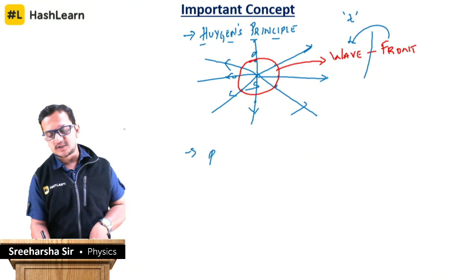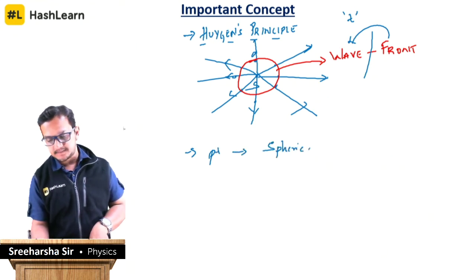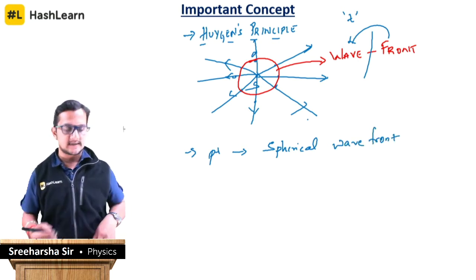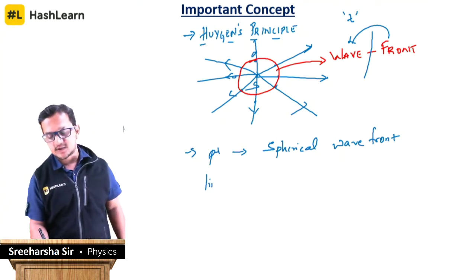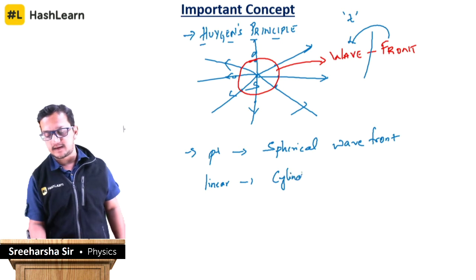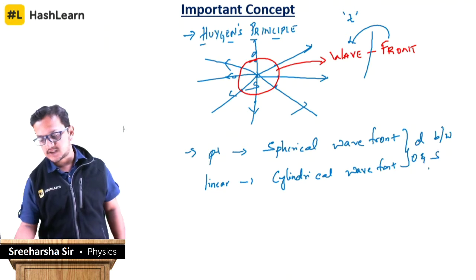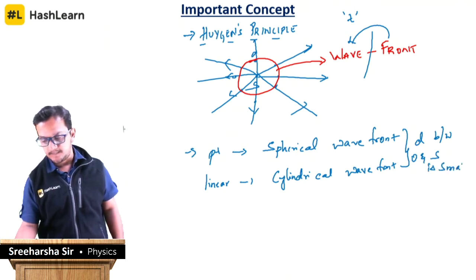So if you have a point source, it will give rise to spherical wave front, which is the previous example what we discussed. If you have a linear source, then it will give rise to cylindrical wave front. Here the distance between the observer and the source is small.